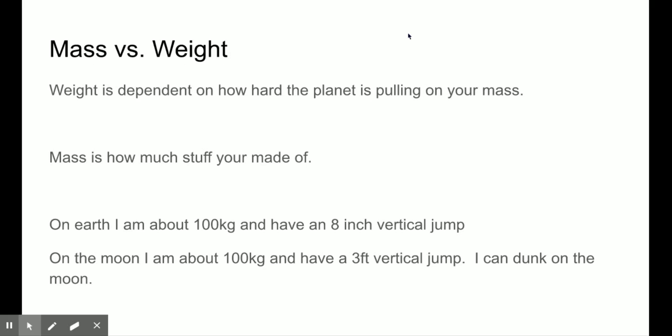But on the moon, even though I'm the same mass, 100 kilograms, I can jump about 5 times as high as I can on Earth, which is 40 inches, just over 3 feet. I have a 3-foot vertical jump. I could probably dunk a basketball on the moon.